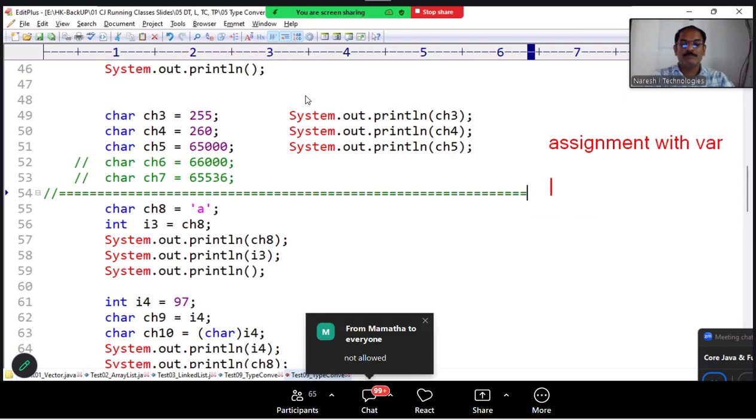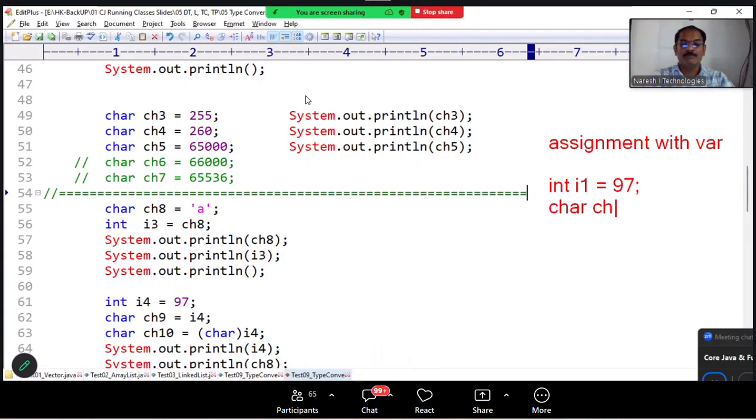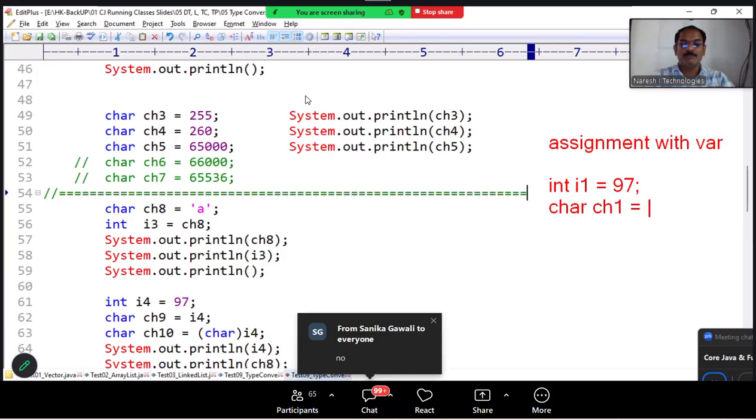I am writing int I1 equal to 97. Any problem? I am writing char ch1 equal to 97. Any problem? But now not 97, I am writing I1. Problem? Yes, there is a problem. Now the compiler throws an error.